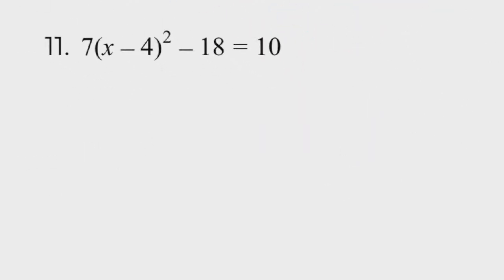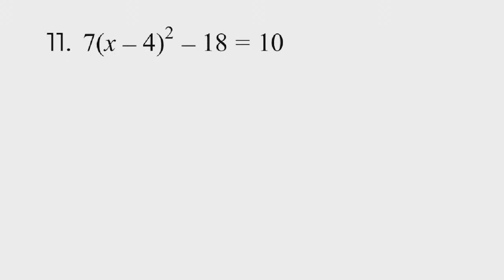For this next one, x minus 4 is what is being squared, so we're first going to add 18 to both sides. So we get 7 times x minus 4 squared equals 28. Then to get the x minus 4 squared by itself, we're going to divide both sides by 7. So we get x minus 4 squared equals 4.